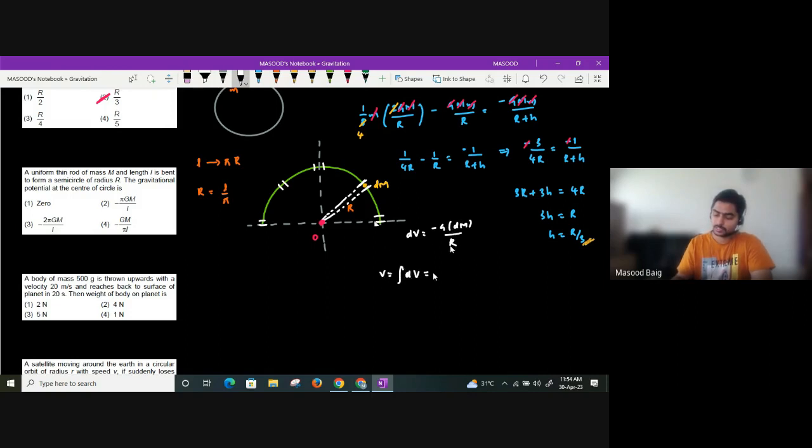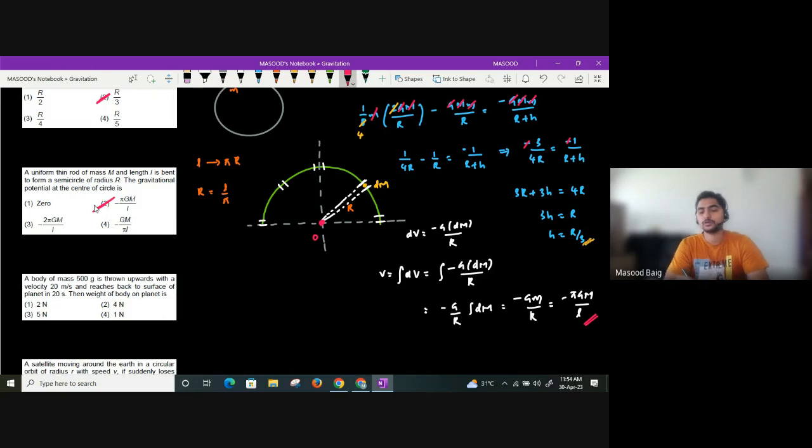So if I want to find potential, what I'll do? I'll simply apply integration. Integral of minus G dm divided by r you are going to get. Minus G divided by r integral dm. Sum of all the elements you will get as M. And how much is the radius, beta? L by pi. So I'll get the answer as minus pi GM divided by L. Clear, everyone?